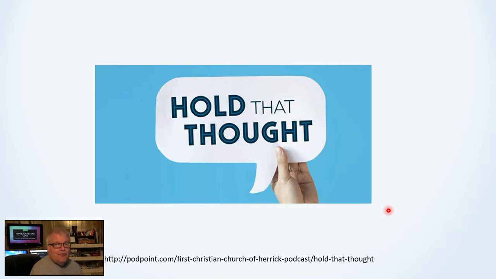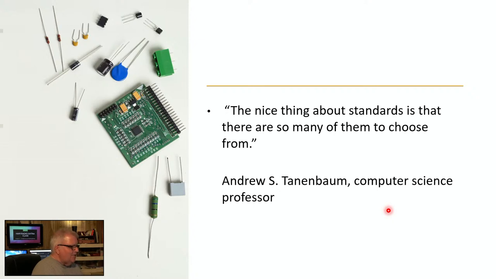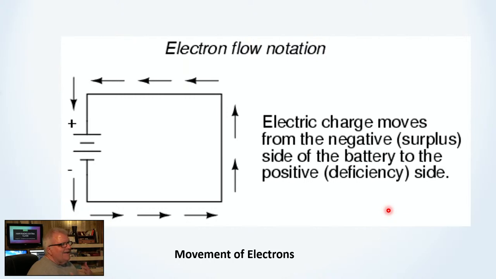I love this quotation. The nice thing about standards is that there are so many of them to choose from. So if you don't find a standard you like, you come up with another. Well, in electronics, I'm old enough that I learned electronics when vacuum tubes were still alive and roaming the earth. And the electron flow of current was taught at that time. The electron flow says that electrons flow from the negative terminal on a battery through a load and back to the positive end of the battery. So that is electron flow.